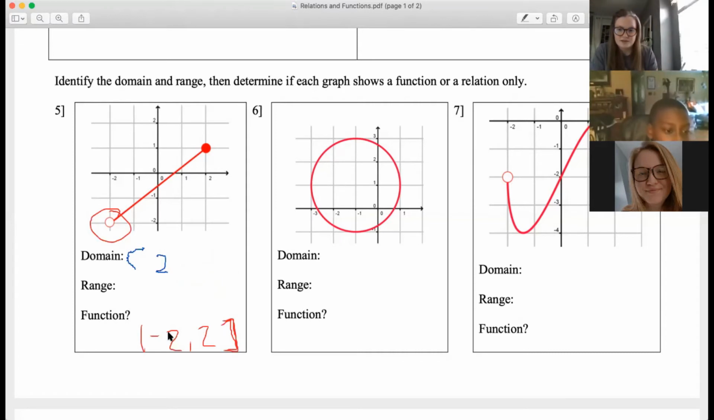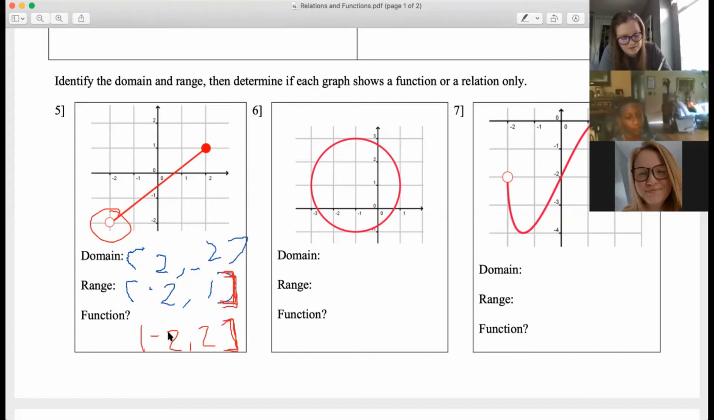So go ahead and look at the range now. What is the highest y value and what is the lowest y value? The highest y value would be 1, and the lowest y value would be negative 2. Perfect. Yep, good. Negative 2. Good. So this just needs to be a bracket because we have a closed circle. Does that make sense? It does. And this is a bracket as well.